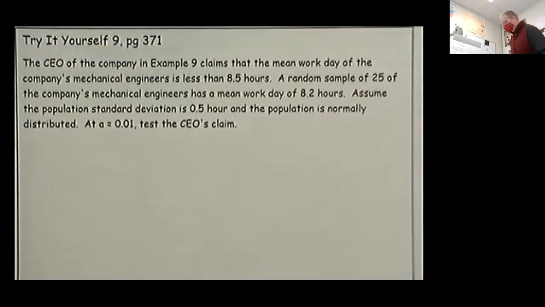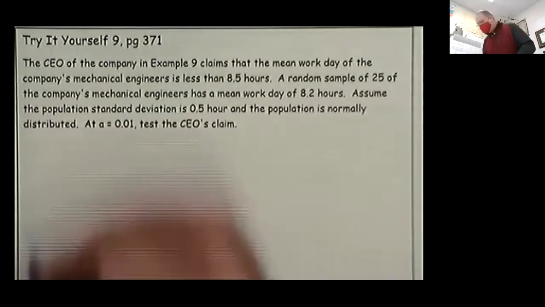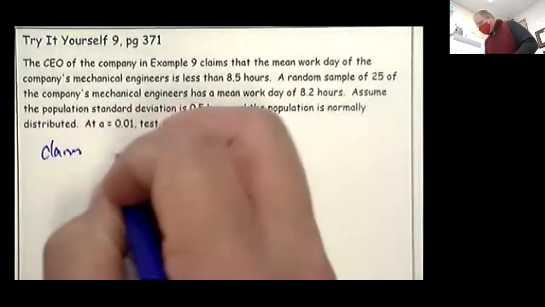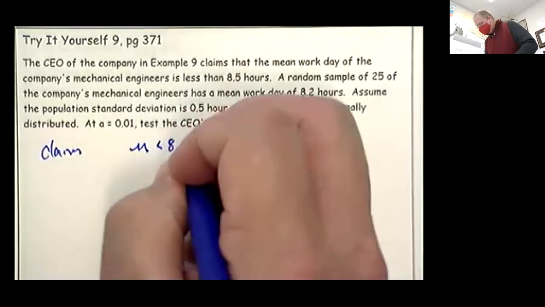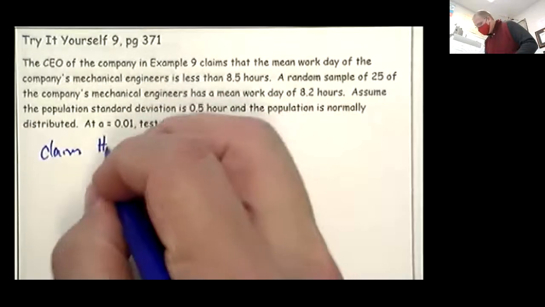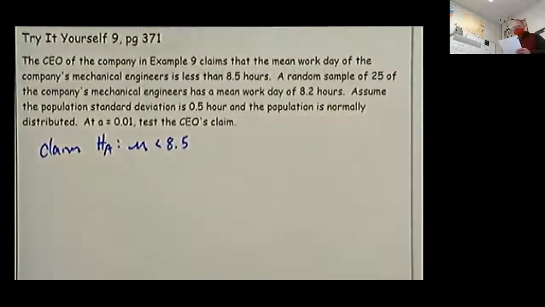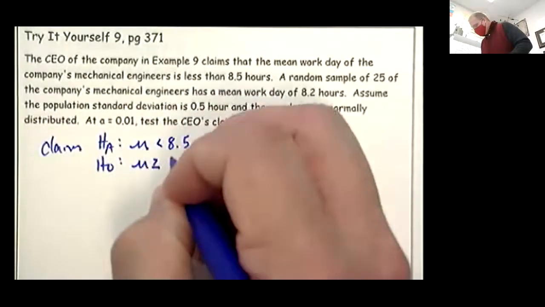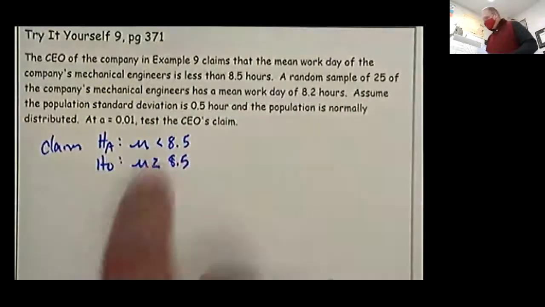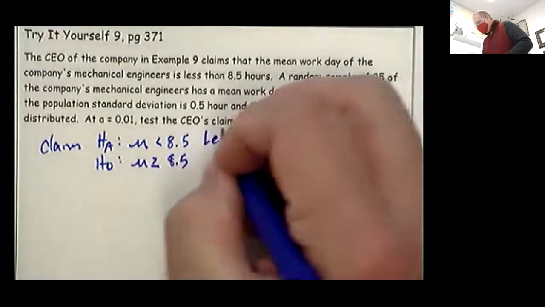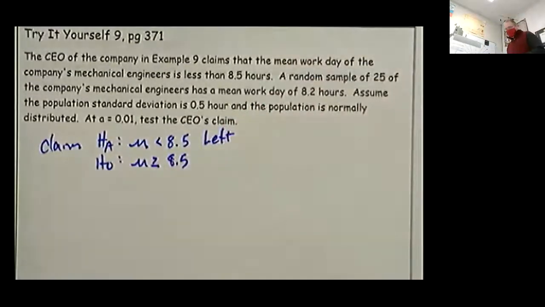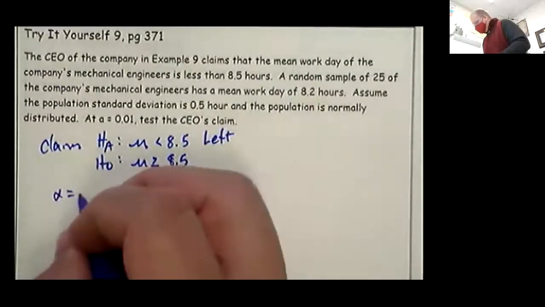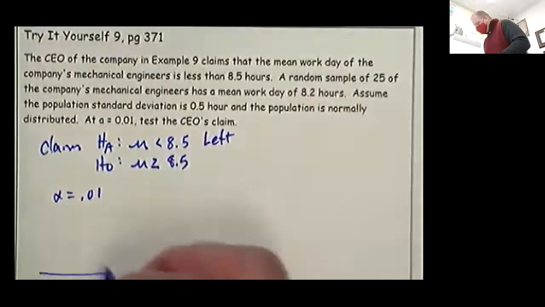Test the company's claim. So again, just like with our p-value test, we want to write the claim. This works the same. So what are they claiming? Well, their claim is that their average workday is less than 8.5 hours. There's no equal, so our claim is the alternative hypothesis. Therefore, the null is the opposite, which is greater than or equal to 8.5. Because this is less than, this has to be a left-tailed test. And we know our alpha is 0.01.